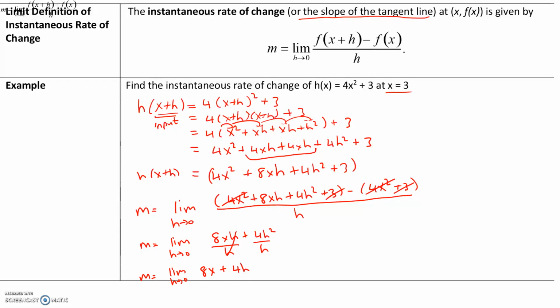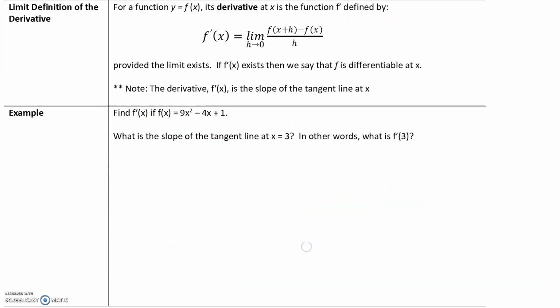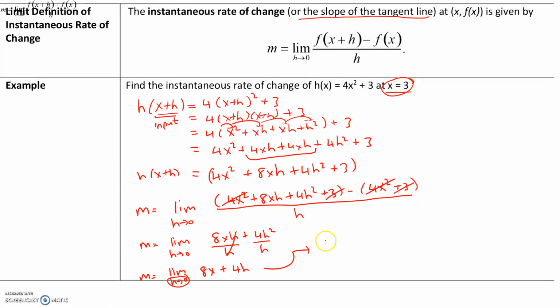Now here's what else we know. We know that x equals 3, and we know that h is approaching 0. So if I simplify this, I replace x with 3, I replace h with 0, which gives me 24 plus 0, or 24. So the slope of the tangent line to the curve 4x squared plus 3 at x equals 3 is 24.